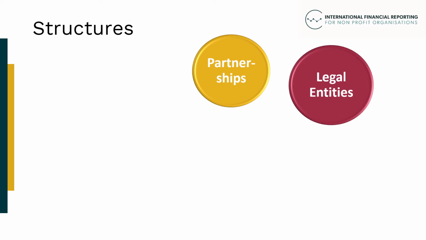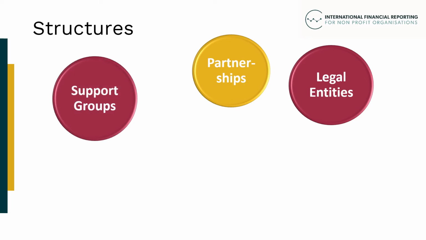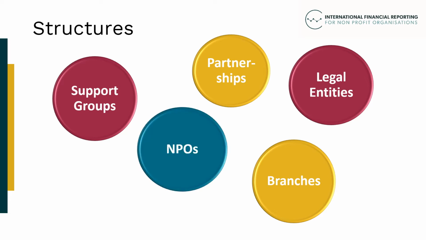Also, service recipients or supporters of an NPO may form entities to partner with and/or support an NPO. Many NPOs operate through a system of branches, which we will discuss in more detail. These types of entity can be used in different combinations, with NPOs appearing to the public to be the same, but underneath there may be significant differences in operational and financial arrangements that impact financial reporting.